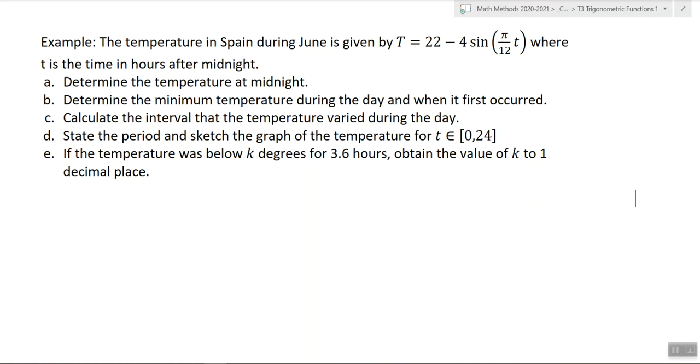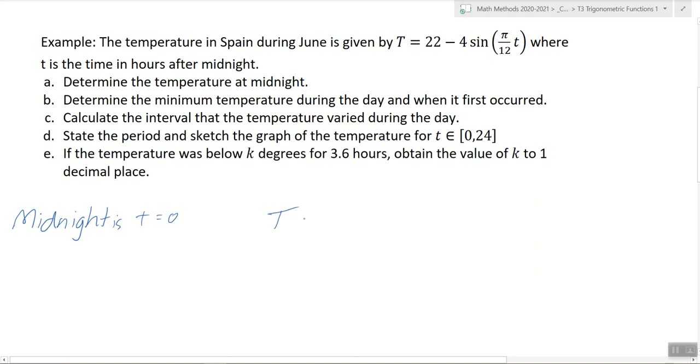So, cyclic functions, sine and cos, modeling real life. We've got the temperature in Spain. The first part of the question: what is the temperature at midnight? If you read the question carefully, it says T is the time in hours after midnight. So when is midnight? T equals 0. You would need to communicate clearly with words. So midnight is T equals 0.